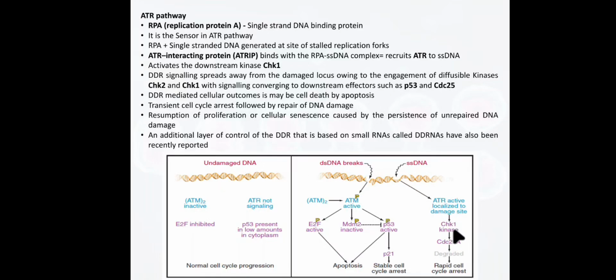The DDR signaling spreads away from the damaged locus owing to the engagement of the diffusible kinases CHK2 and CHK1, with signaling converging to downstream effectors such as P53. In this case, it is CDC25 which is phosphorylated. The DDR-mediated cellular outcome may be cell death or apoptosis, or rapid cell cycle arrest. So this was about the ATR pathway.